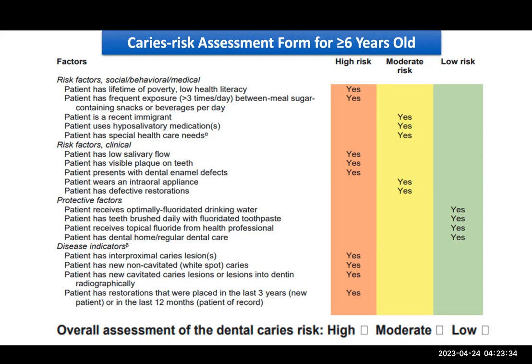Then among the other factors, the salivary flow has been added, use of intraoral appliances has been added, or defective restoration has been added. Again, based on a similar type of table, we categorize the child into high, moderate, and low risk.